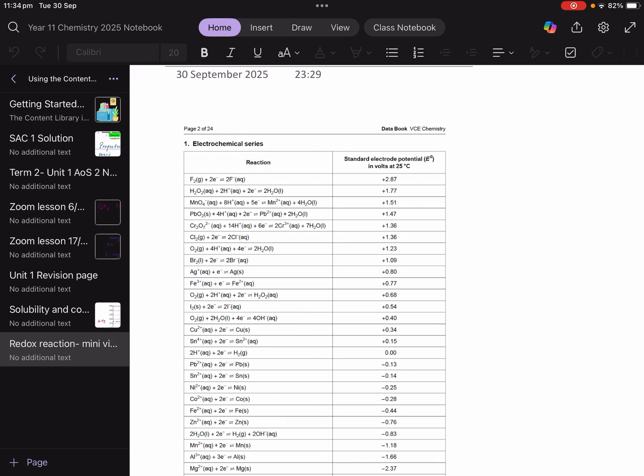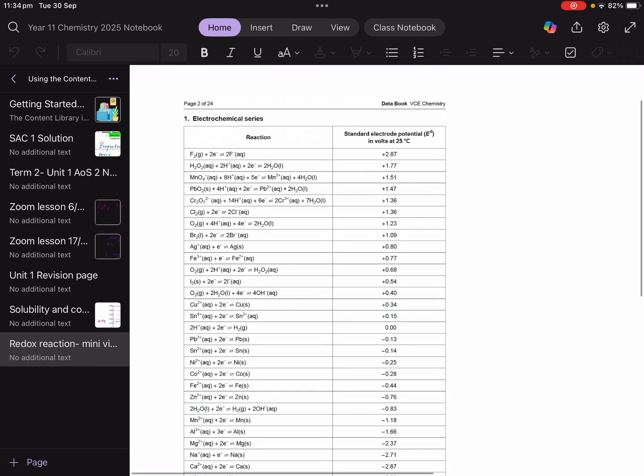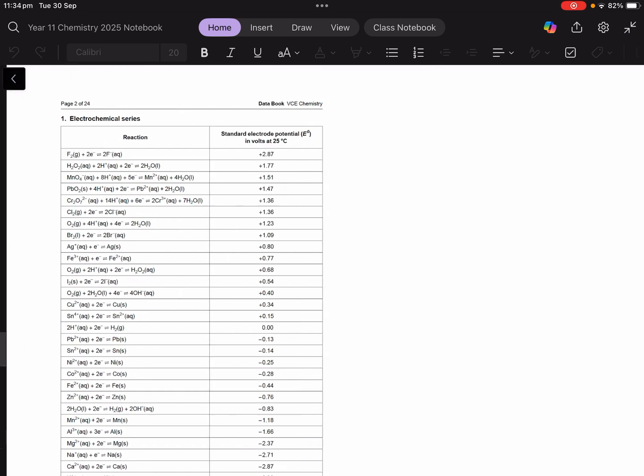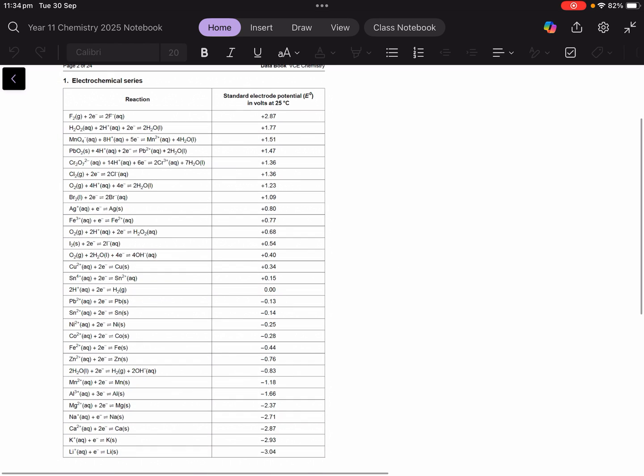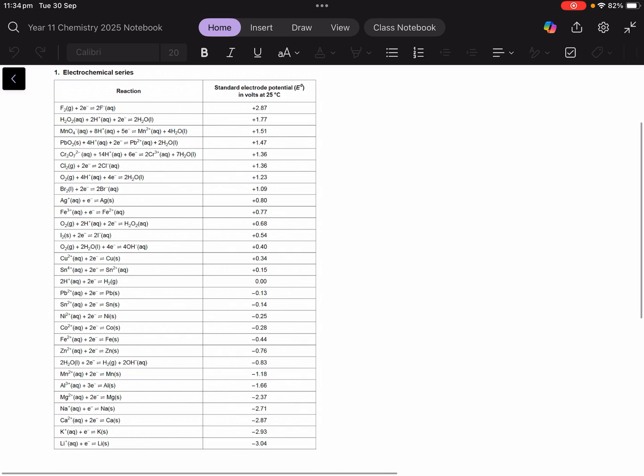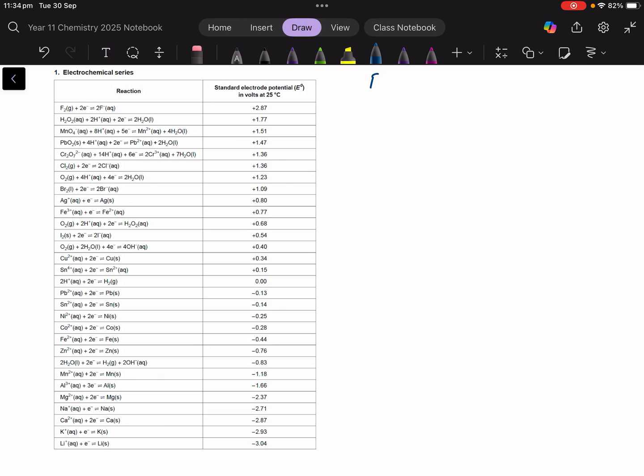So, starting with the electrochemical series, what I'm recording here is some of the annotations that I asked you to make on the electrochemical series to quickly identify redox reactions that will spontaneously happen. So redox reactions, what does spontaneous mean? They will naturally occur.